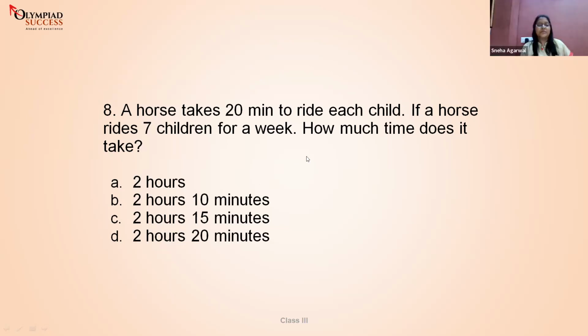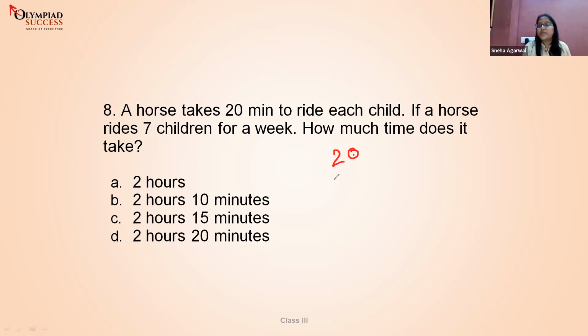Okay, so how did you do that? Can you please explain? We have done that because in 1 hour there are 60 minutes and in 2 hours we have 120 minutes. So 20 into 7 is equal to 140 minutes. Yes. So 120 minutes means 2 hours and we have 20 minutes left. So 2 hours 20 minutes. Absolutely correct. So for each child, the horse is taking 20 minutes, right? Ma'am, 2 hours 20 minutes.